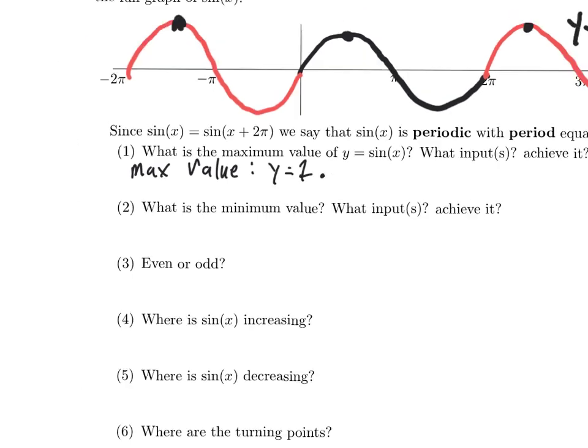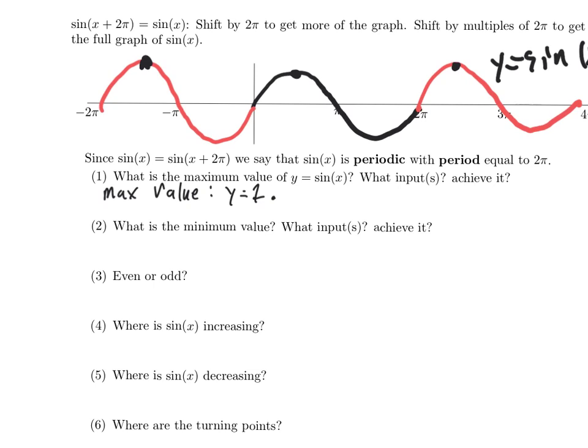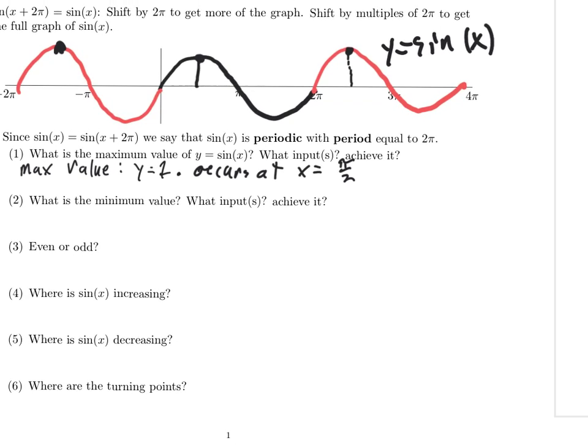And for emphasis, maximum value means I want an output value, so it should be a y value. Well, what x values produce that y value? This y value happens exactly halfway between 0 and pi, so that's at pi over 2. Occurs at x equal to pi over 2. And at this one, that's exactly halfway between 2 pi and 3 pi. So let's call that 2.5 pi.